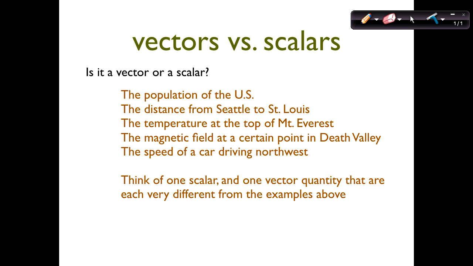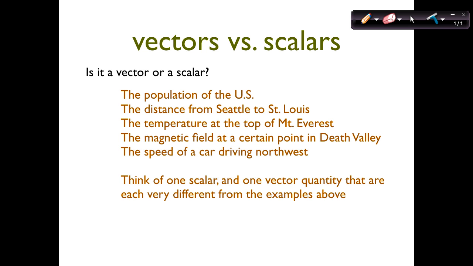Why don't you introduce yourself if you don't know everyone at your table? At your table, I want you to discuss the velocity of an airplane flying. Awesome, that's a vector. How about in the middle here? How about the speed of a car driving northwest? Good, scalar. There is a vector for that if you have the direction northwest along with it, but this is referring to the speed. So that last one's a scalar. Does that make sense?